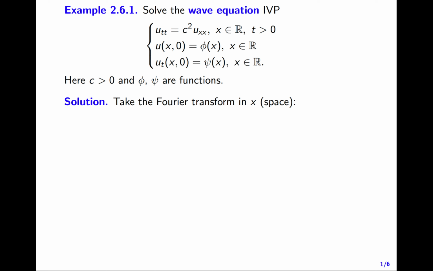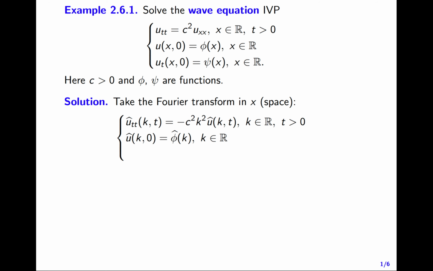We take, as usual, the Fourier transform in x in our spatial variable, because the Fourier transform works when you have a function defined on the whole real line, and here x is in all the reals while t is only non-negative. And so on the Fourier side, we have u hat_tt(k,t) equals minus c squared k squared u hat(k,t). Here k is real and t is greater than 0, with initial conditions u hat(k,0) equals phi hat(k), and u hat_t(k,0) equals psi hat(k).